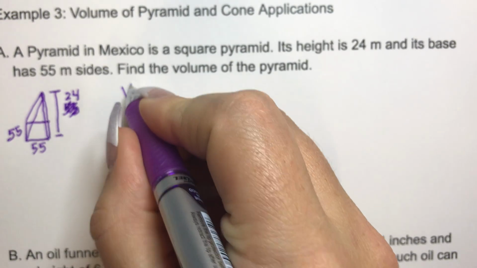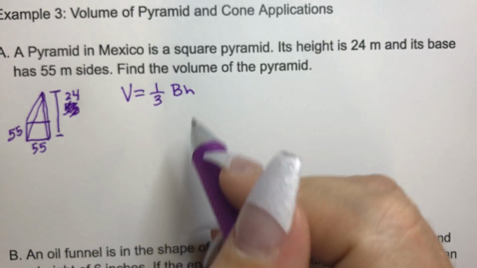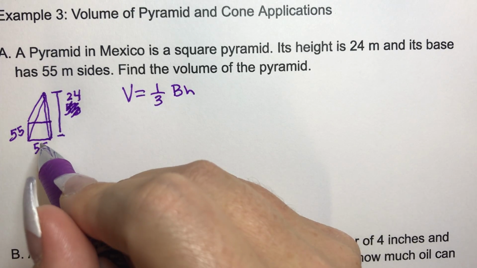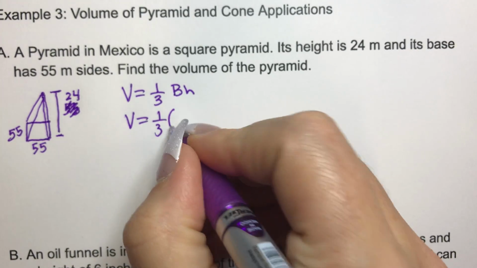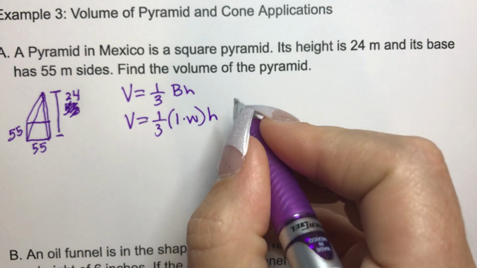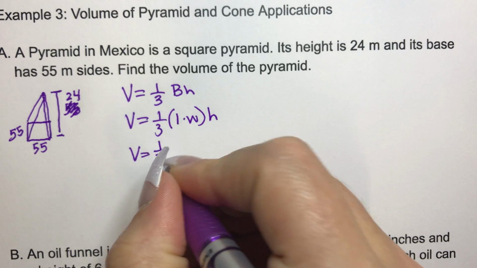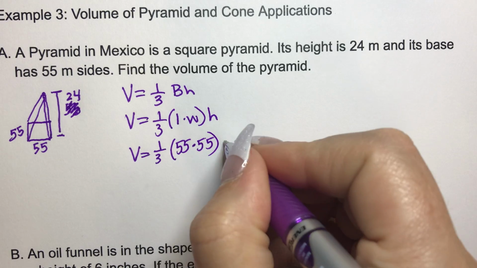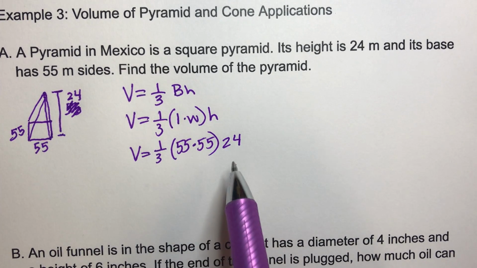So remember the formula for volume equals 1/3 base times height, the area of the base, right? And the area of the base here, it's a square, so it's going to be length times width. So volume equals 1/3 length times width times the height. And the length and the width are the same. So it's going to be 55 times 55 times the height, which is 24. I think for this one, these are all multiplied by each other.